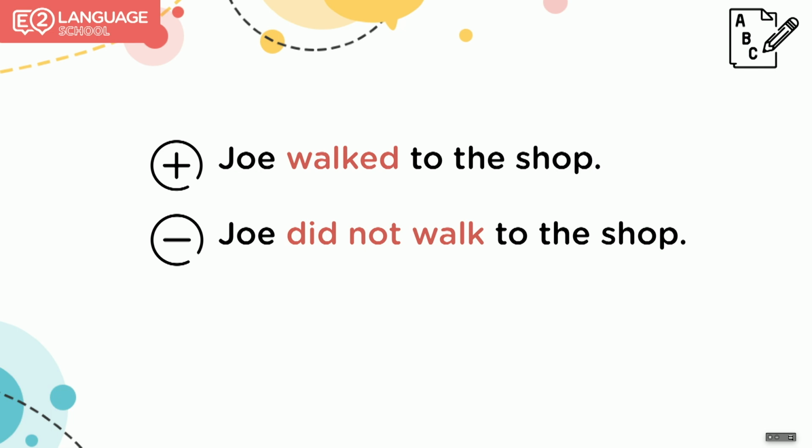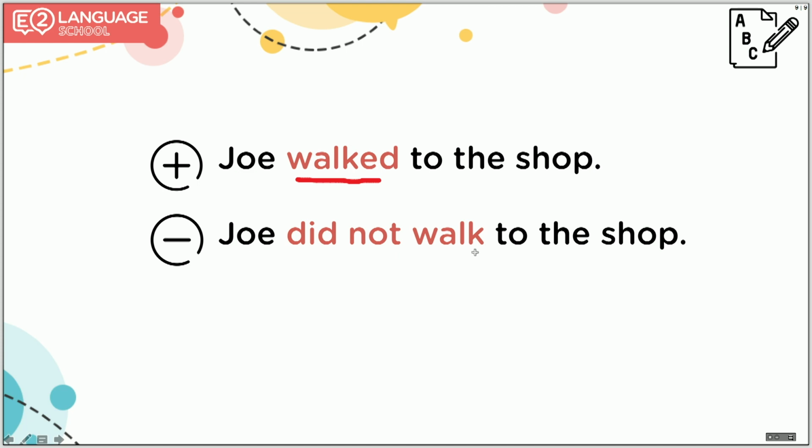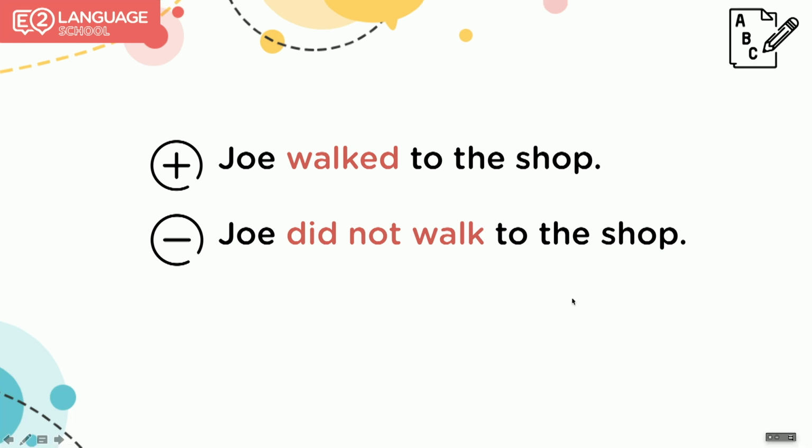So what we do here, let's have a look. Here we have walked. Here we just use the do form, walk, but we add did and not. So it's actually this part here that tells me this is a past sentence. Did not walk to the shop yesterday, for example. And this doesn't change. There is no ed on the end. Joe did not walk to the shop.